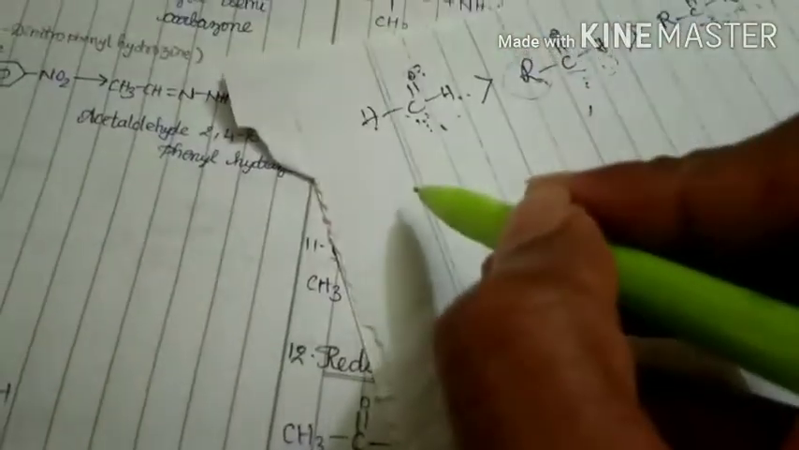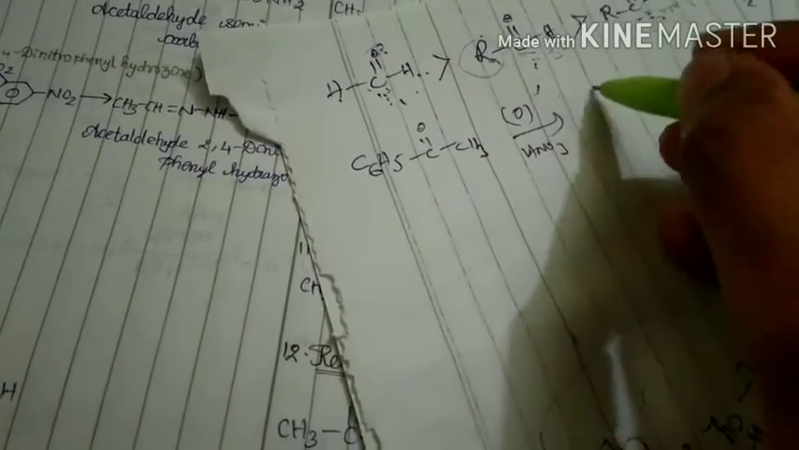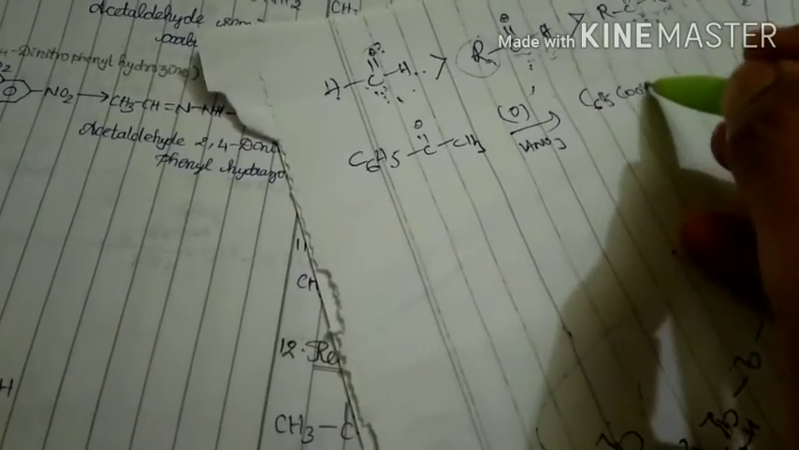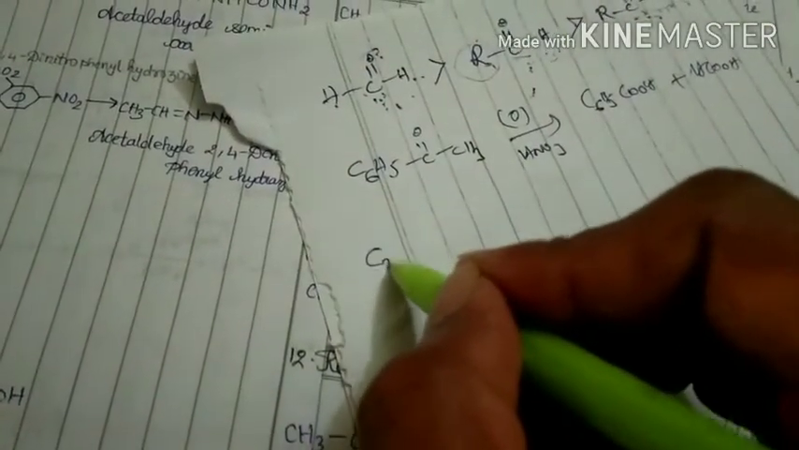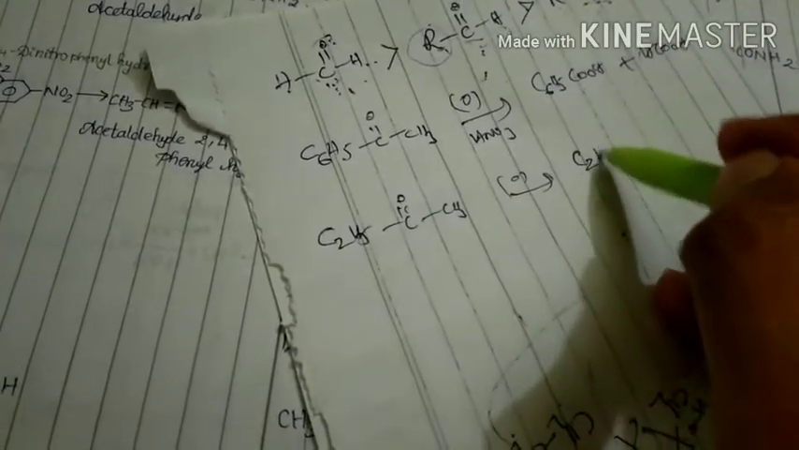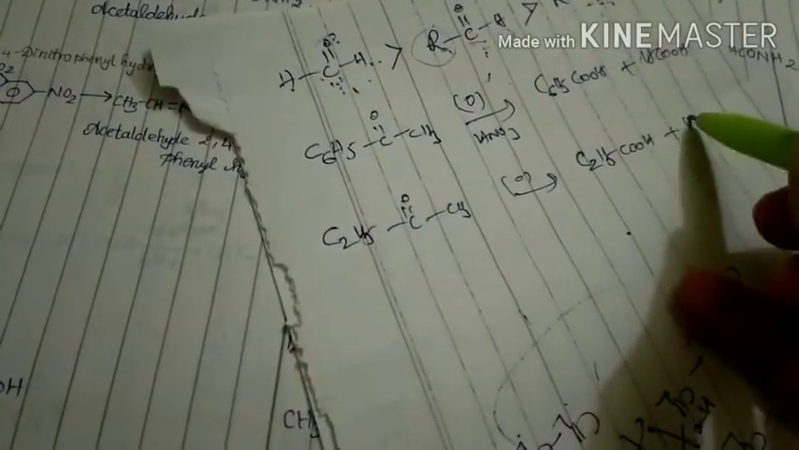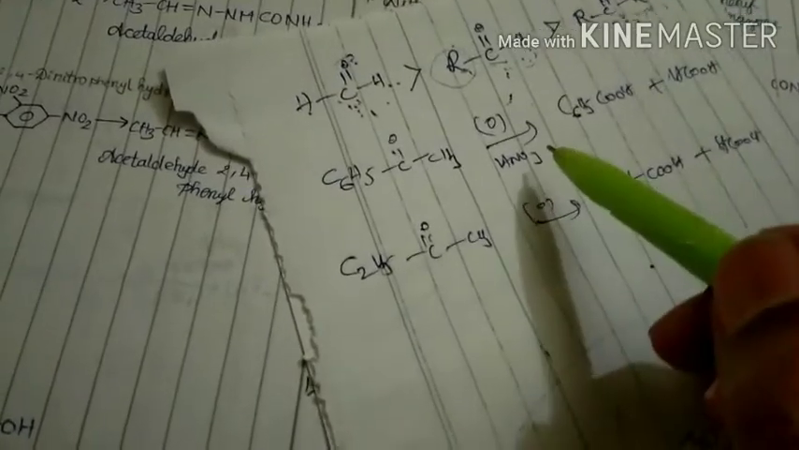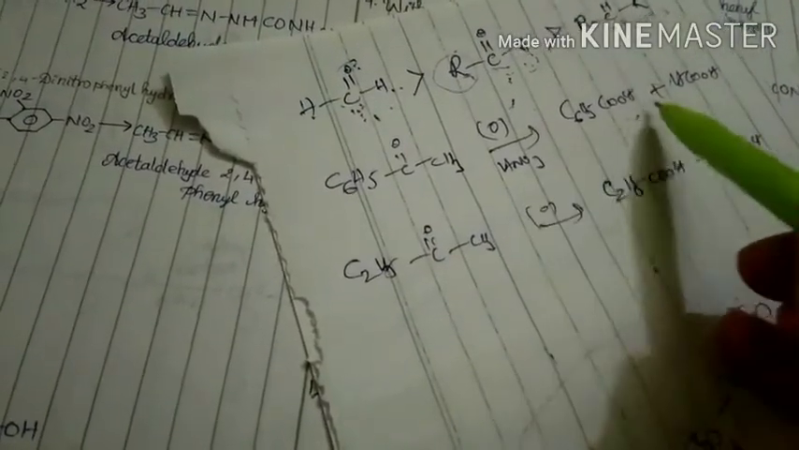See, suppose when we take this compound C6H5 C double bond O CH3 oxidation, then we get which one? Oxidation in the presence of H4, then we get C6H5COOH plus HCOOH. Suppose if you take this one, C2H5 C double bond O CH3 oxidation, then we get which one? C2H5COOH plus HCOOH.